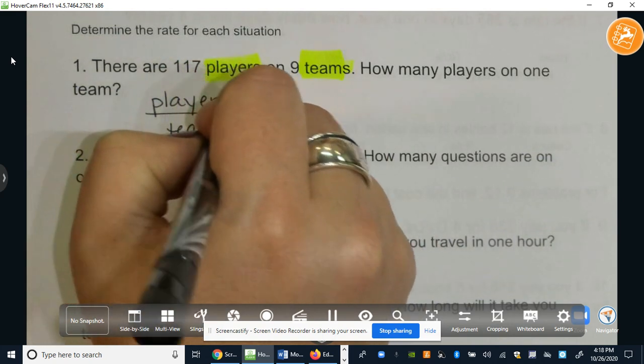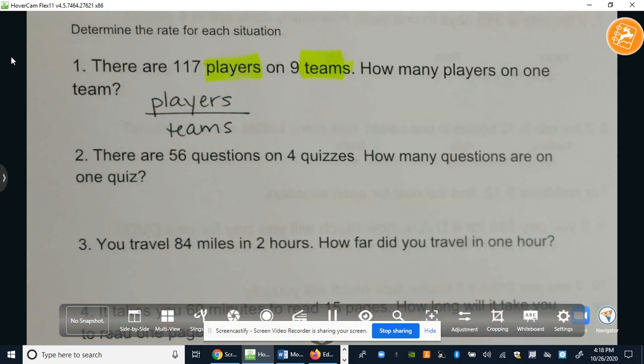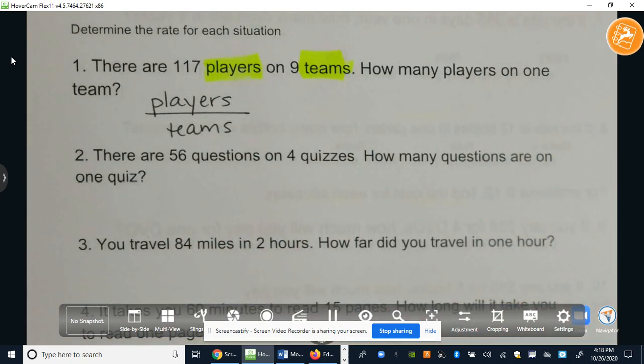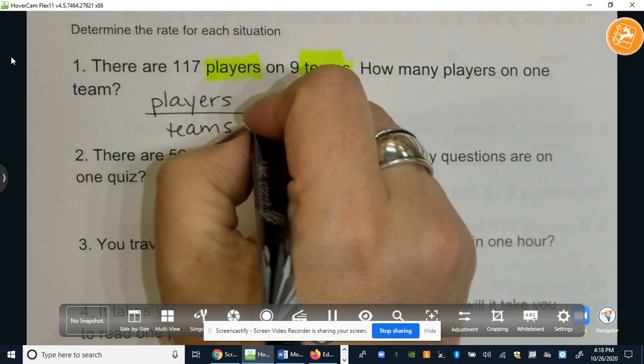So I'm kind of thinking of this as equivalent ratios or equivalent fractions. I'm going to show you another way to do it on the next one. They both show the exact same steps. It's just a different way to write it.